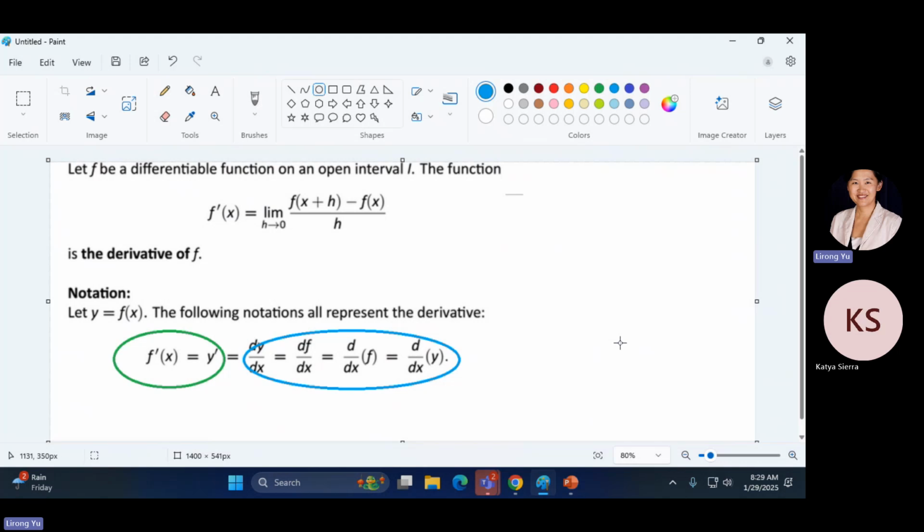The differential notation for the derivative, they're actually the same thing. That's why they're all equal. Okay.